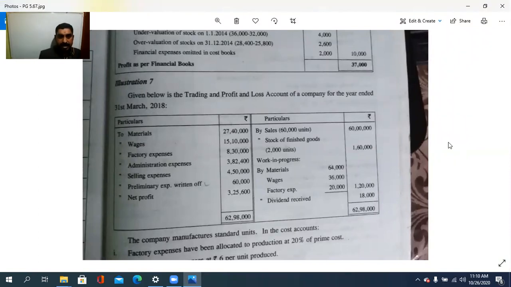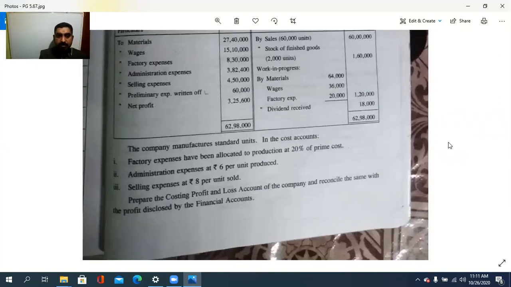Given below is the trading and profit and loss account of a company for the year ended 31st March 2018. Materials, wages, factory expenses, administration expenses, selling expenses, preliminary expenses written off, net profit, and sales 60,000 units, stock of finished goods 2,000 units, work in progress for material, wages, and factory expenses, and dividend received. And what are the adjustment items? The company manufactures standard units. In the cost accounts, factory expenses have been allocated to production at 20% of prime cost, about material plus wages, that is the prime cost.